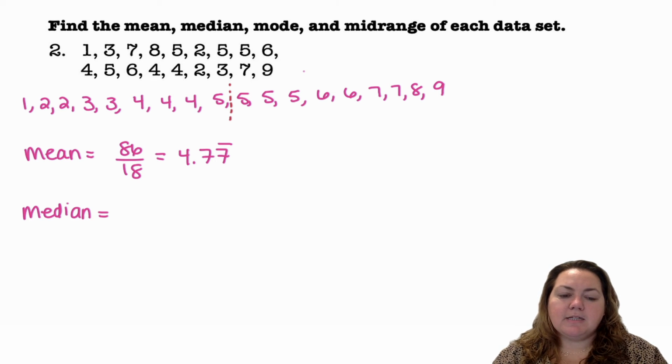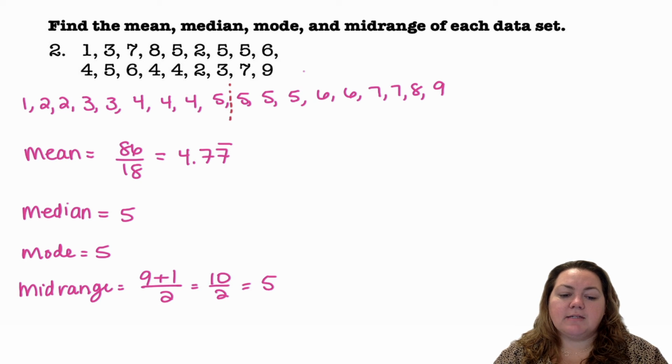The median is the number in the middle. So as I get to the middle, I have 5 and 5. If I add them and divide by 2, I get 5. The mode is also 5, the number that occurs the most. In the mid-range, 9 plus 1 is 10, divided by 2 is 5.